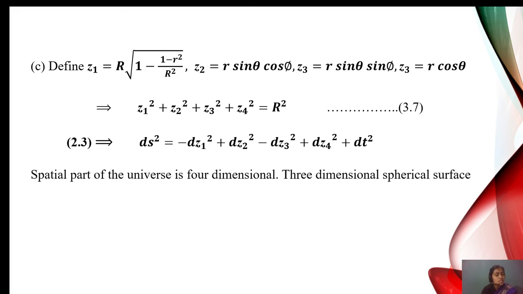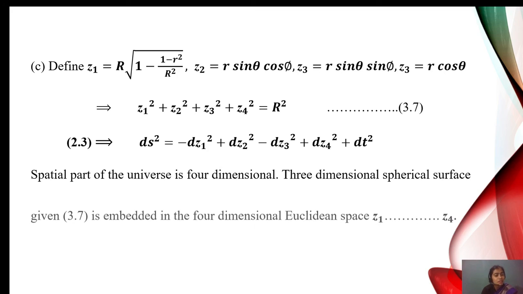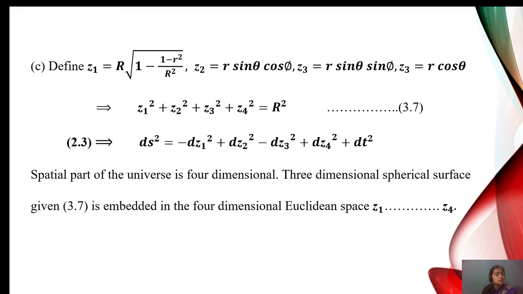The spatial part of the universe is four-dimensional. A three-dimensional spherical space will be embedded in four-dimensional Euclidean space. Z1 to Z4 will be considered to the form. This whole form will be considered in the part of geometry as well as the form of the four dimensions of the universe.